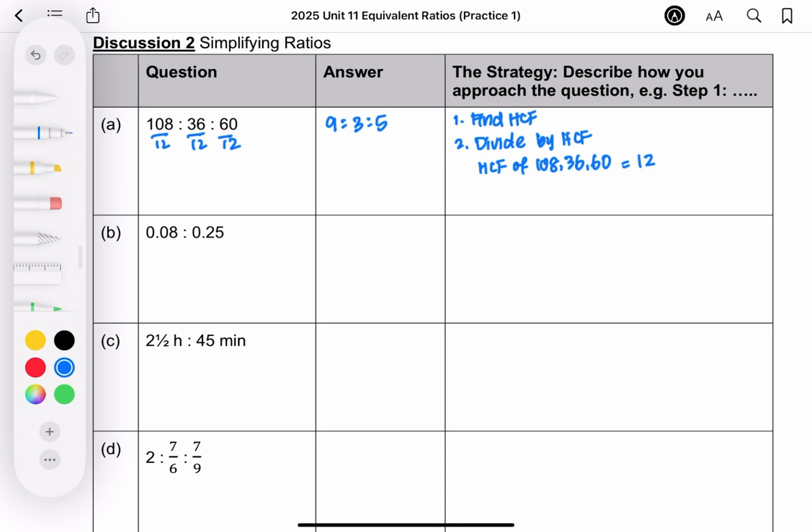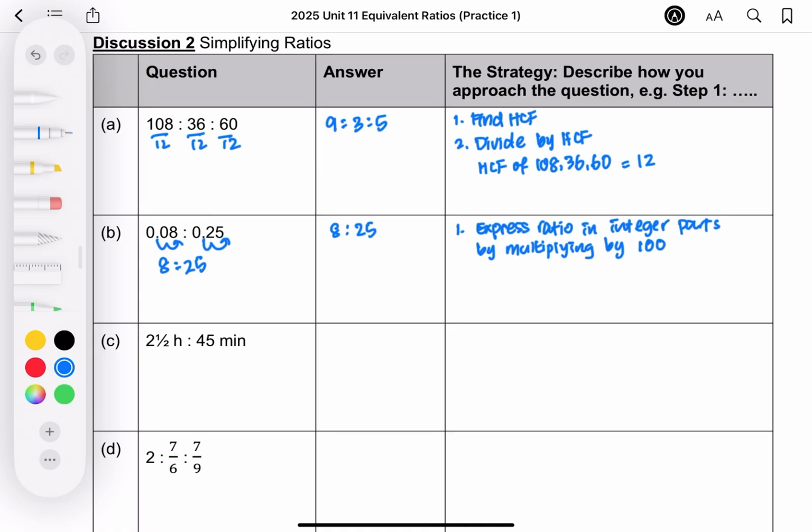Now the next one, in B, we are given two parts that are in decimal. So what we do is we have to express the ratio in integer parts first. We do this by multiplying both parts by 100. When we multiply by 100, we will get 8 is to 25. And so we check again. For 8 is to 25, is it in its simplest form? Yes, because we cannot find any common factors.